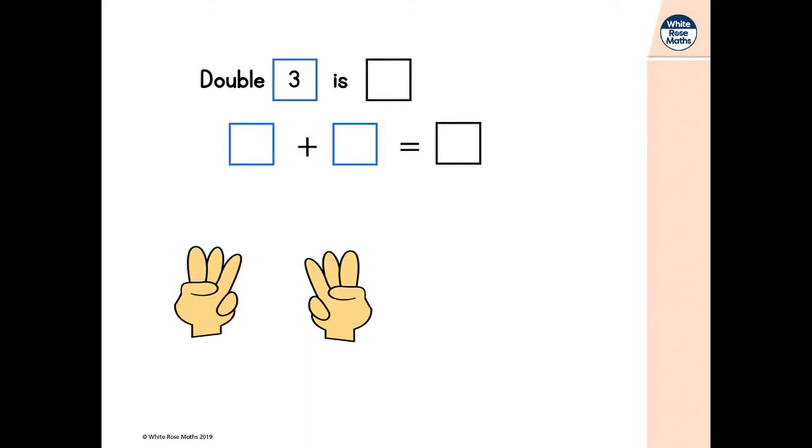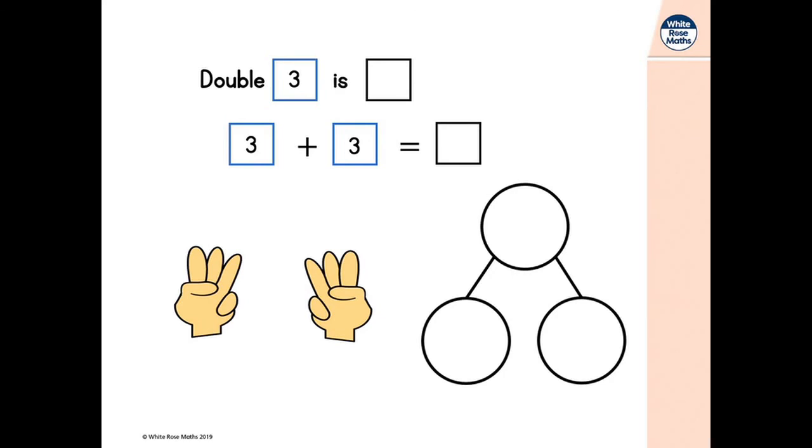So we're trying to find out what is double 3. When we double a number, we have to add each of them together. 3 plus 3. And remember, we can show that as a part-whole model. One of the parts would be 3, the other part, 3, and the whole would be 6. 3 plus 3 equals 6. But another way to say it is, double 3 is 6.